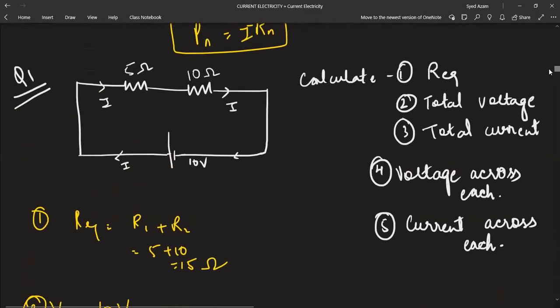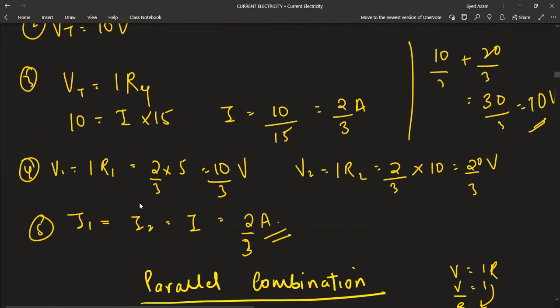Now, voltage across each. So what did I tell you? Take the current and multiply it with the respective resistor, like 5 into I, 10 into I. So this is how you are going to get the voltage. See? 2 by 3 is the current into 5, that is 10 by 3. 2 by 3 into resistance 10, that is 20 by 3. And you can check also, 10 by 3 plus 20 by 3 is giving you your 10 volt back, meaning the voltage distribution is right. And then it asked us to calculate the individual currents. Individual currents are not going to be different. They are going to be the same current as that of the circuit, that is 2 by 3 amperes. Is the series combination clear to you?